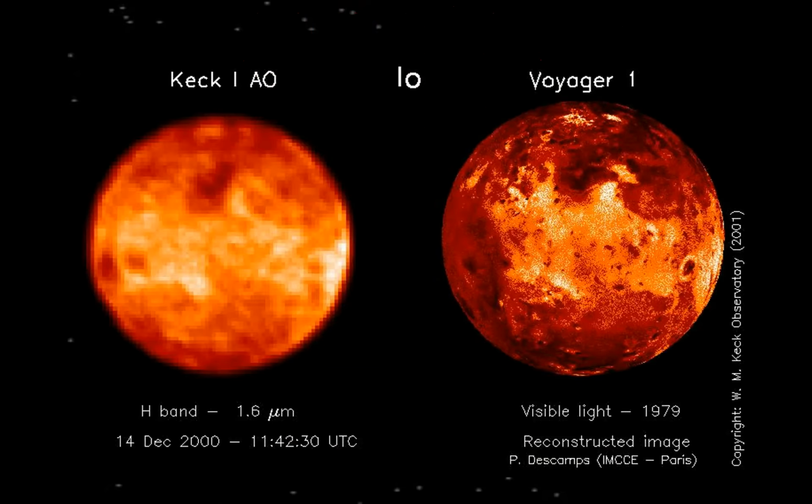Here's an image from Keck of Io, a moon of Jupiter. This is from the Voyager 1 probe, which did a close pass to the actual planet itself. And here's the adaptive optics of the Keck telescope from Earth in about the same wavelength, showing us very similar detail. So this is very impressive for the size of the object to get an image this accurate.